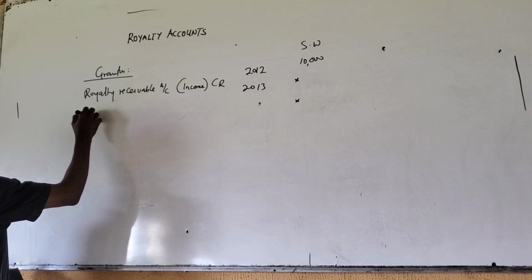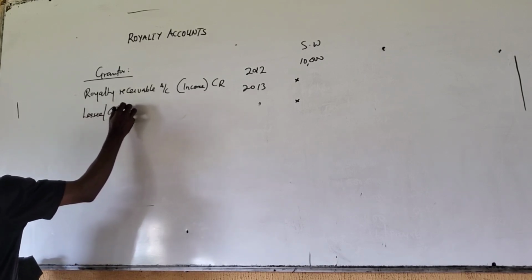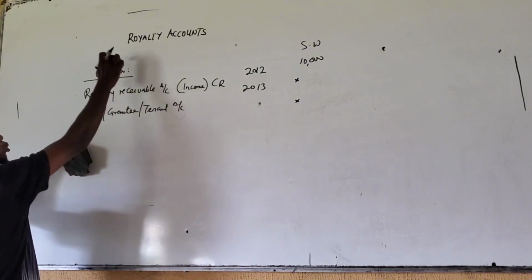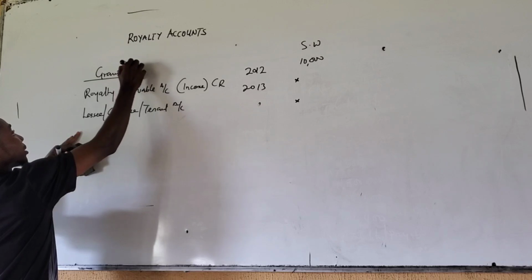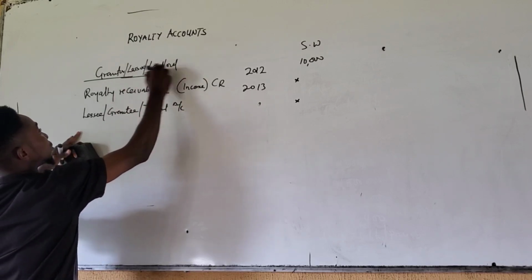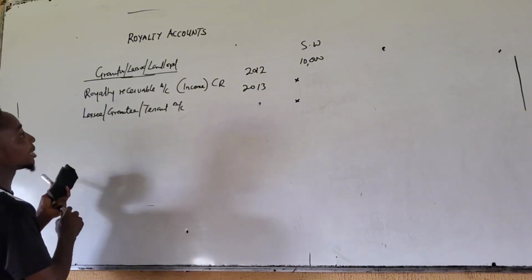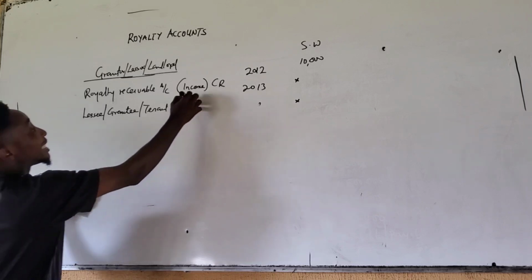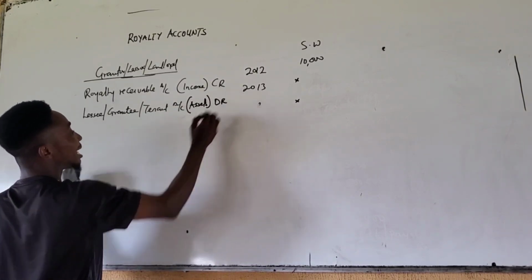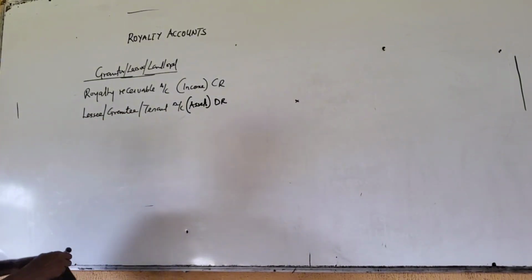Then we have the tenant or the lessee's account. Lessee or grantee or the tenant account. We'll also show it in the book of the grantor, lessor or landlord. So whichever name is given in the question, that's what you use to work. The lessee's account is an asset account, and all assets normally have a debit balance.